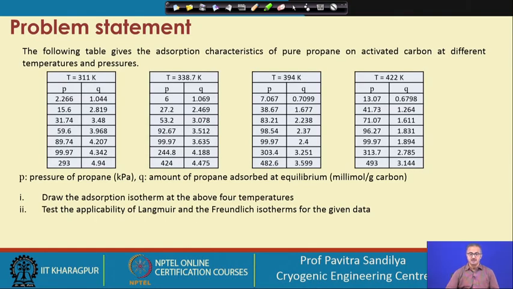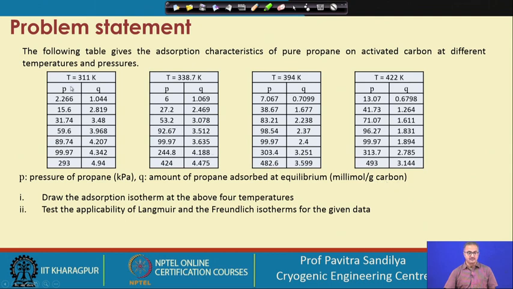Now, first problem. Here we are given some tables in which we have the partial pressure versus the loading of the adsorbate for different temperatures for the adsorption of pure propane on the activated carbon. In this case P represents the actual pressure of the particular species propane, and the pressure is given in terms of kilopascal, and the adsorbate loading is given in terms of millimole per gram of the activated carbon.